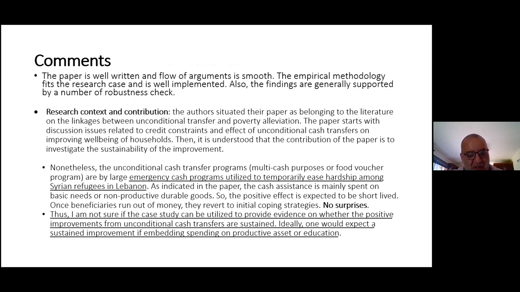So the first issue here is research context and contribution. Reading your paper, guys, I saw that you situated your paper as belonging to certain literature that links unconditional transfers in general and poverty alleviation. The paper goes on in the introduction discussing how credit constraints make the poor even deeper in poverty, and how unconditional cash transfers improve the well-being of households. Then it's understood that the main contribution of your paper, aside from the methodology, is to investigate the sustainability of the intervention improvement.